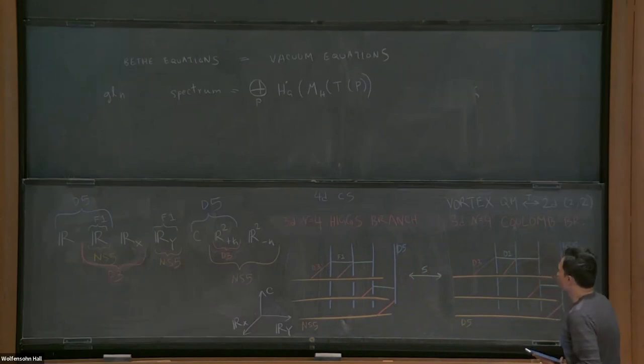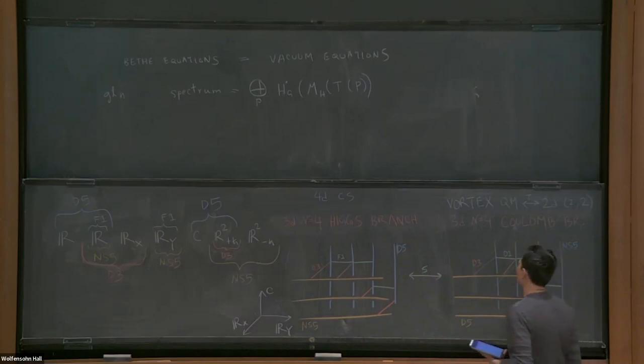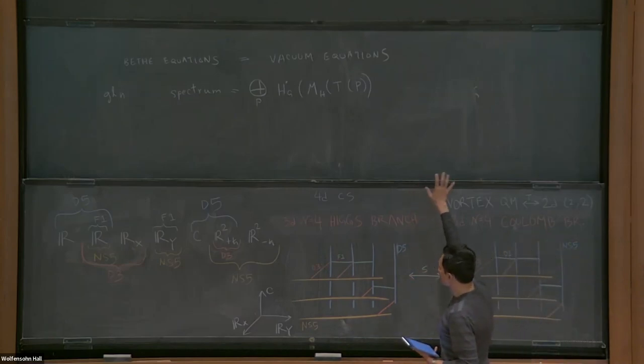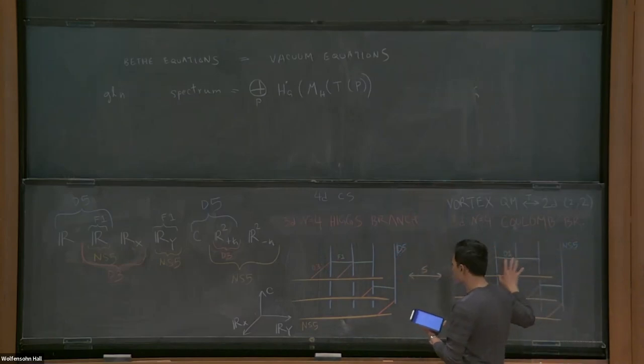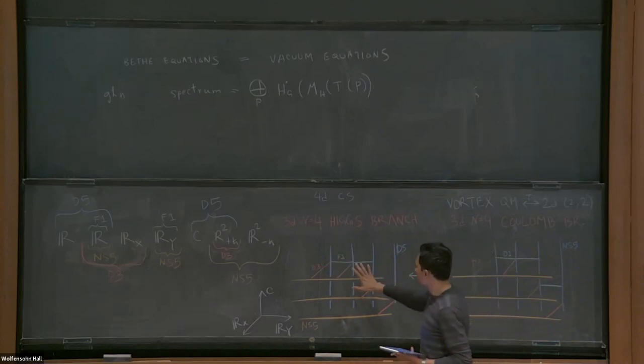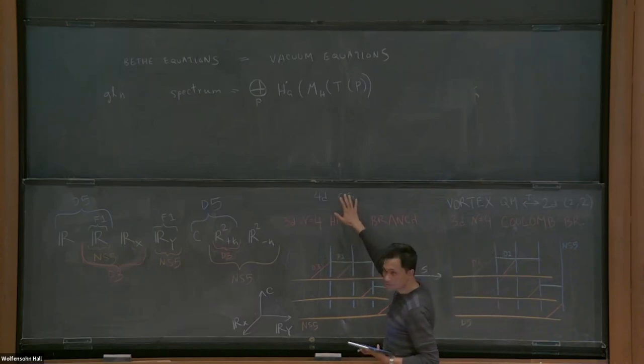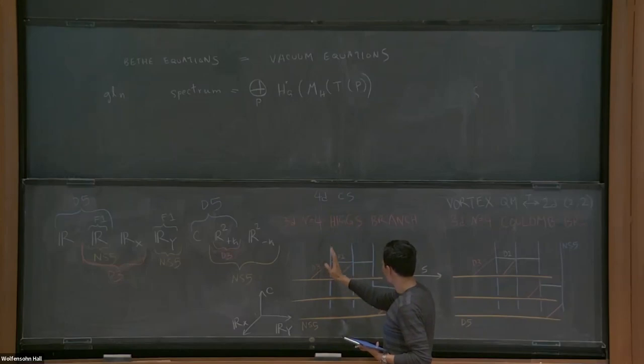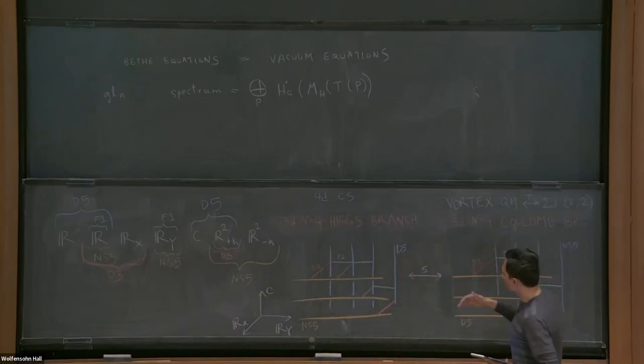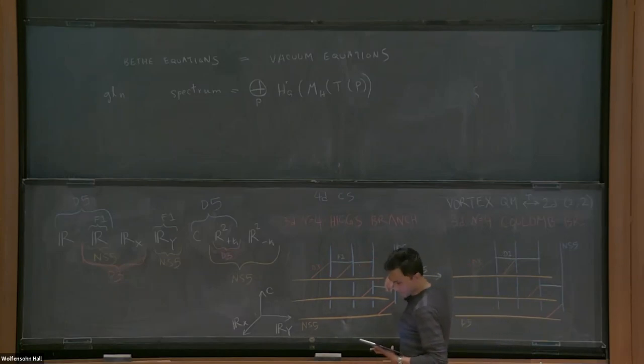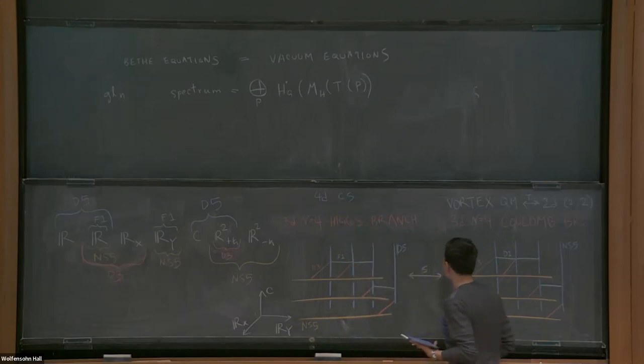Now, what I want to argue is that we can essentially see all of these gauge theories appearing in this brane picture. So for example, on this side, we will see the 4D Chern-Simons theory related to the worldvolume dynamics of the D5 branes. And we will also see a Higgs branch of a particular N=4 theory that will be related to the 4D Chern-Simons theory.